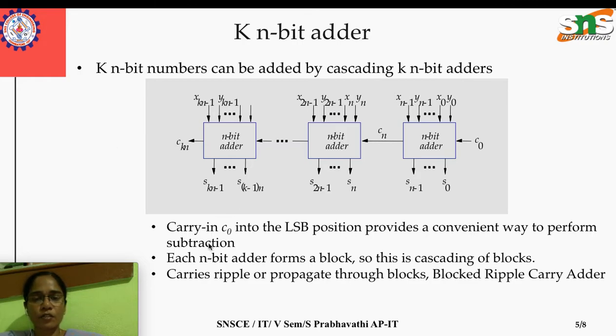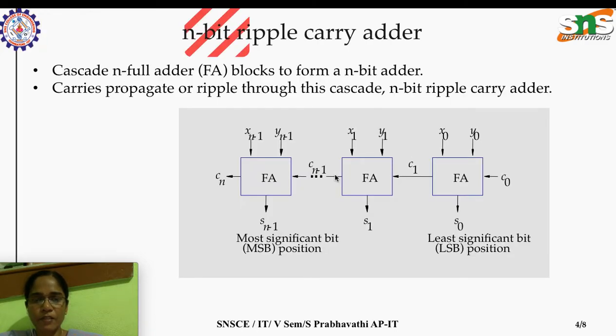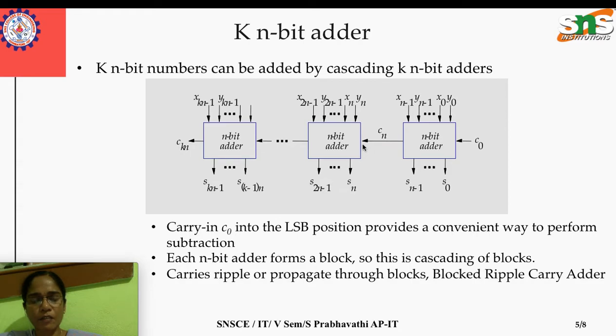Here, kn-bit numbers can be added by cascading n-bit adders. I think you are following with me. The previous diagram is for an n-bit adder. For example, a 4-bit adder will perform only 4-bit addition of two numbers. Here we can expand that 4 bit to 16 bit. So 16 bit means we need four 4-bit adders. That's what k represents.